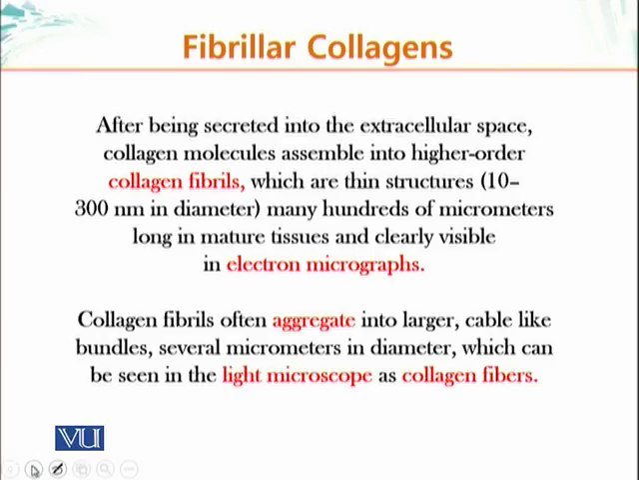After the collagen is secreted into extracellular space, the collagen molecules assemble into higher order collagen fibrils, which we saw in the previous slide. These are thin structures, roughly 10 to 300 nanometers in diameter, and many hundreds of micrometers long in mature tissue, and they're clearly visible in electron micrographs. I'll show you an electron micrograph in the next slide. But let me mention that collagen fibrils often aggregate into larger cable-like bundles, which are several micrometers in diameter, which can even be seen with the help of a light microscope.